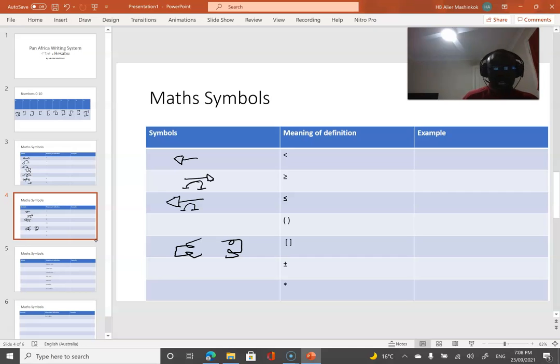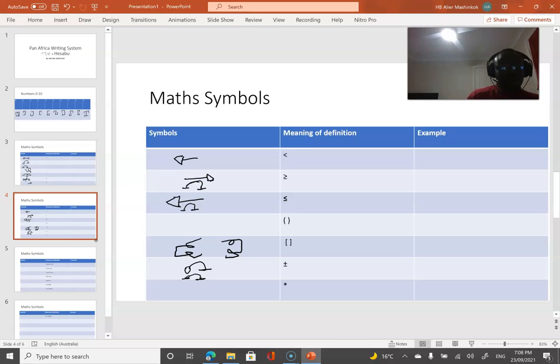So the next one is plus or minus. So you know the plus part. The plus part was this, like this. That is the plus part, or minus. So that is plus, then the minus is this. So it will be plus or minus up there. Plus is on top, minus is on the bottom of it. So this is how you write it in the Pan-African writing system.